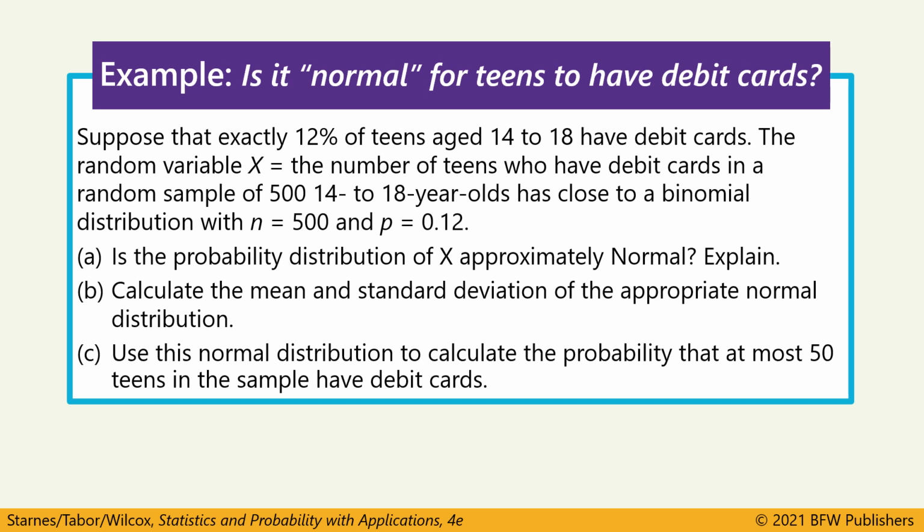So let's take a look at this example here. Suppose that exactly 12% of teens aged 14 to 18 have debit cards. The random variable x equals the number of teens who have debit cards in a random sample of 500 14 to 18-year-olds, and has close to a binomial distribution with sample size 500 and p equals 0.12. To start, we want to see, can we use a normal distribution to model this instead of using a binomial distribution?